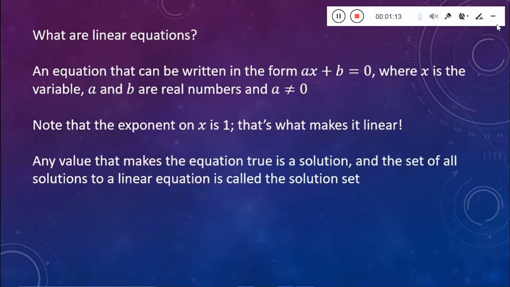Any value that makes the equation true, as you can see, is called a solution, and the set of all solutions to a linear equation is called a solution set. And we'll see that we could have just one value, we could have no values, or we could have an infinite number of solutions to a linear equation. So we're going to be seeing those possibilities as we go throughout this video.